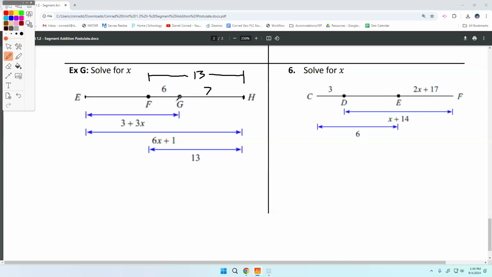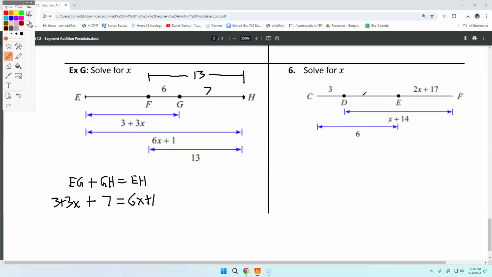So if I wanted to come up with an equation, right, I could do EG, because we have EG, plus GH, and that's going to equal the whole thing, which is EH. Okay, and then when you substitute in, you'd have 3 plus 3x, right? That's EG, plus GH, which is 7, equals the whole thing, which would be 6x plus 1. So that would be one way to go about solving it.